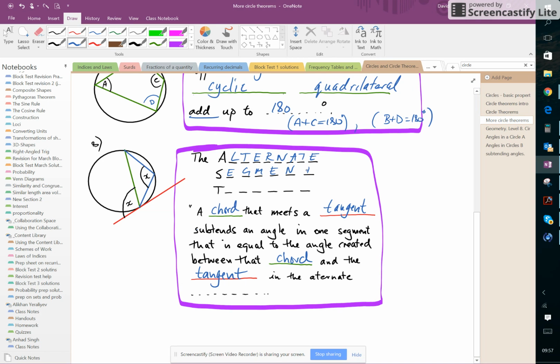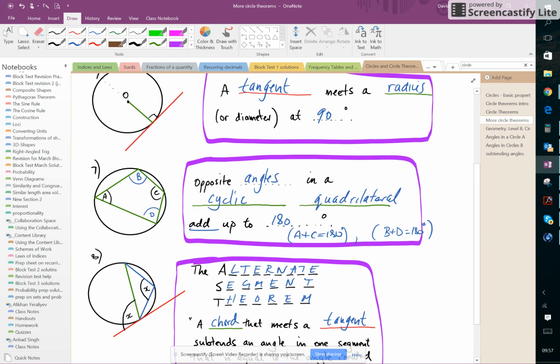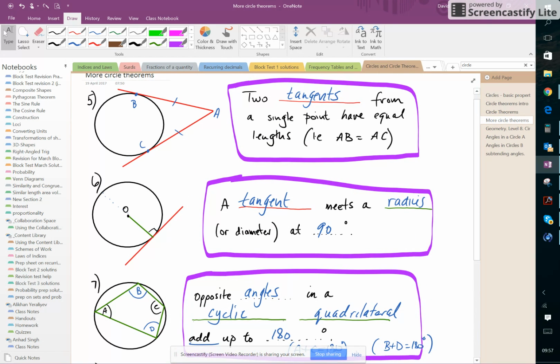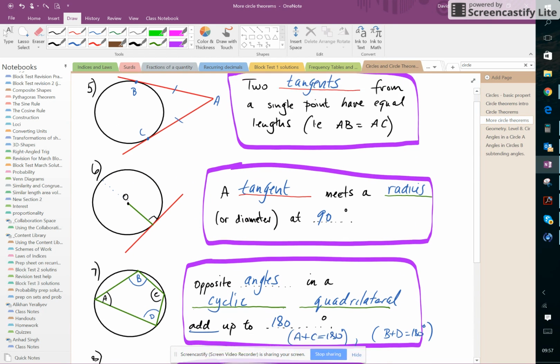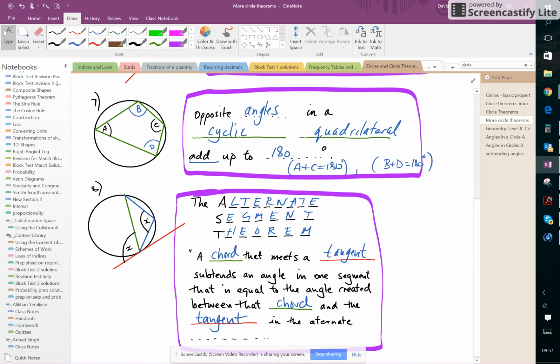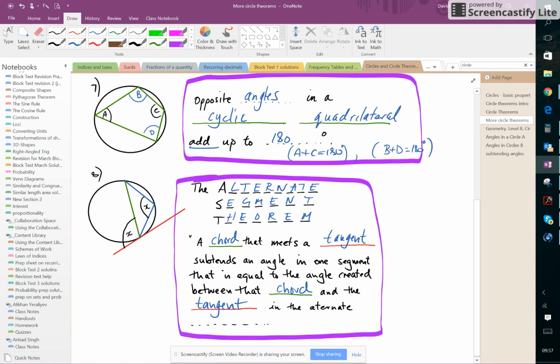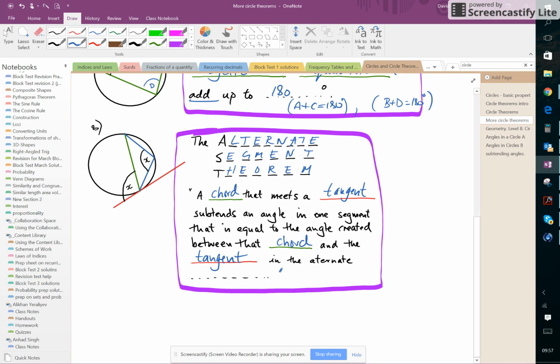The alternate segment theorem. Now, for all of the other circle theorems that we've looked at, the first 7, you basically need to know these words. Tangent meets a radius at 90, or two tangents from a single point have equal lengths, or opposite angles in a cyclic quadrilateral add up to 180. You need to know those. Now, the text that I've written here, you don't actually need to remember, but it does help you understand what the alternate segment theorem is.